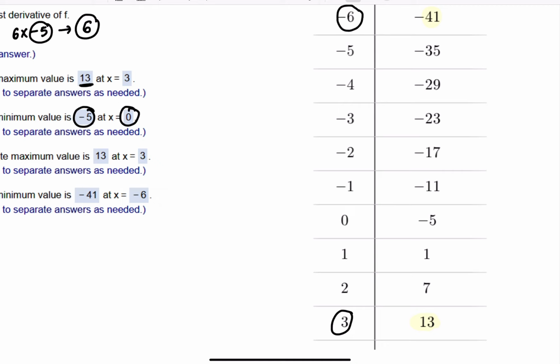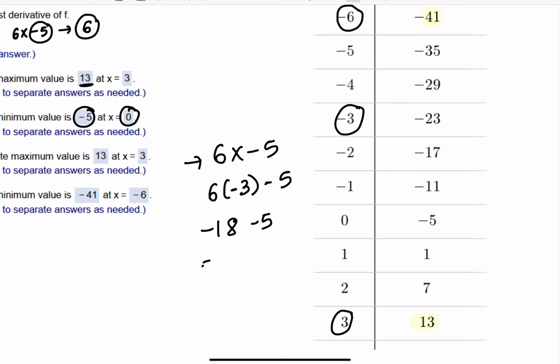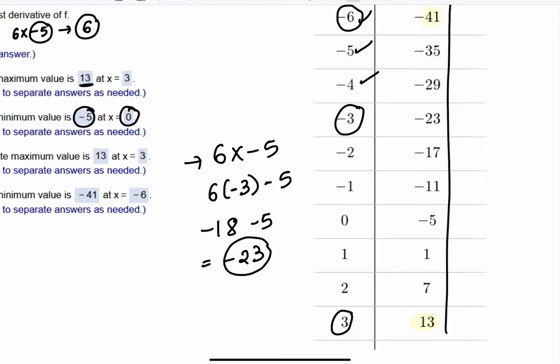Again, how did I get these values? Simply take any value and plug it into the function. So 6 times negative 3 minus 5. 6 times negative 3 is negative 18, minus 5 is negative 23. The same way I plug in negative 6, negative 5, negative 4, and I got these values just so that I can save some time.